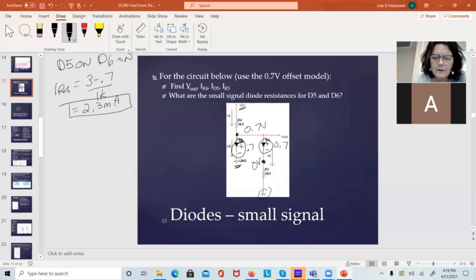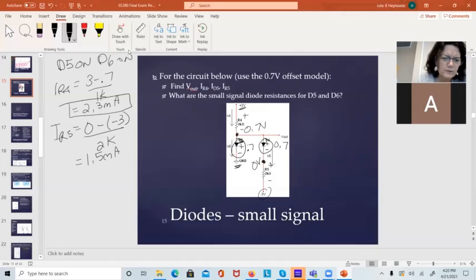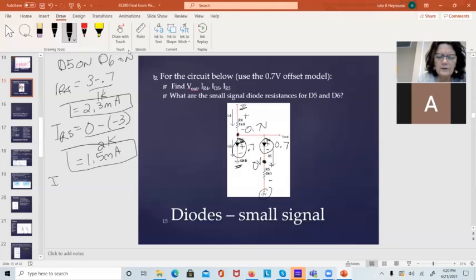For R5, the voltage at the high side is 0. So IR5 is going to be 0 minus -3 over 2K. So that will be positive 1.5 milliamps, because this is the high side of the resistor. So we've got IR5, and then we can use KCL to find ID5. So ID5 plus IR5, this is my KCL equation, plus IR5 equals IR4. And we've got 2 of those, so ID5 will equal 2.3 minus 1.5, which is 0.8 milliamps. All right.